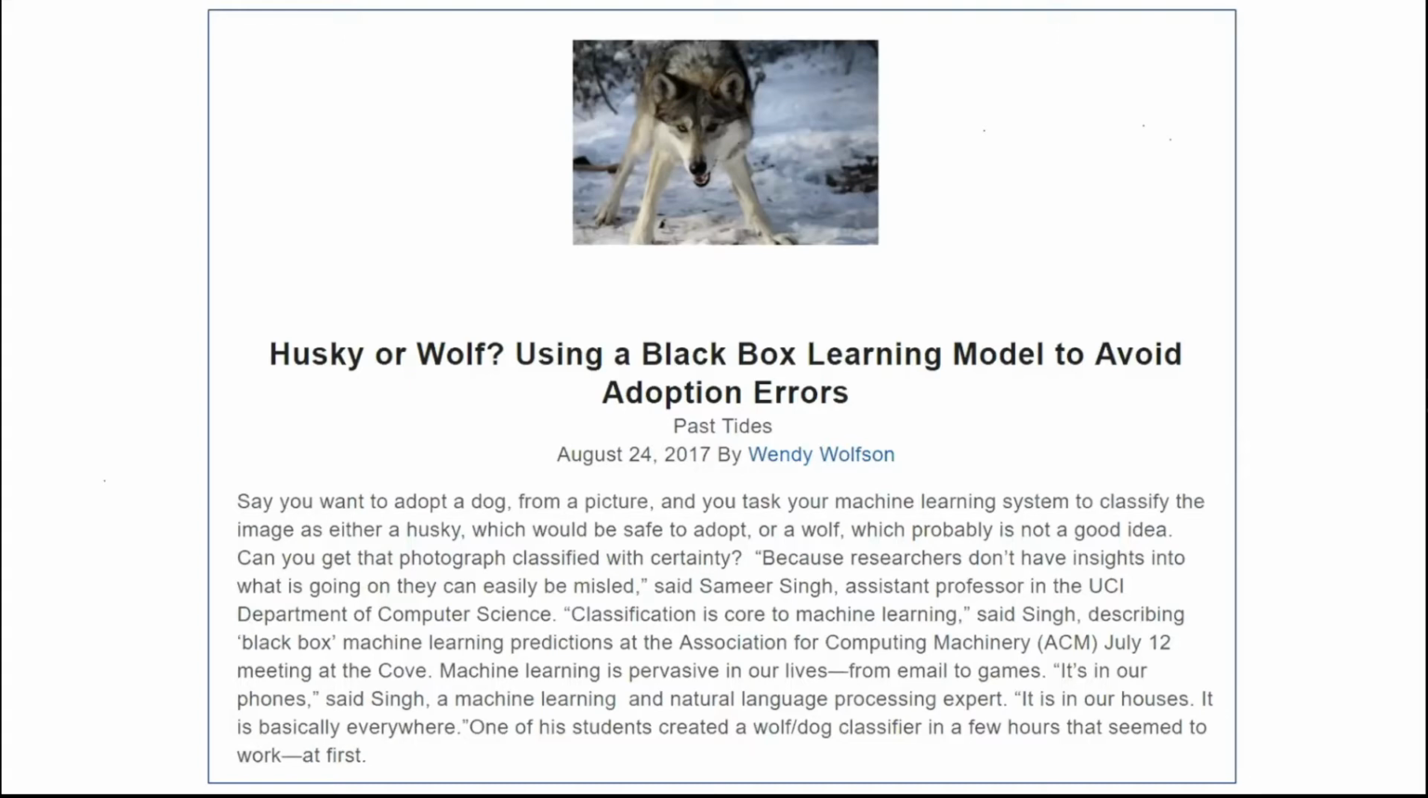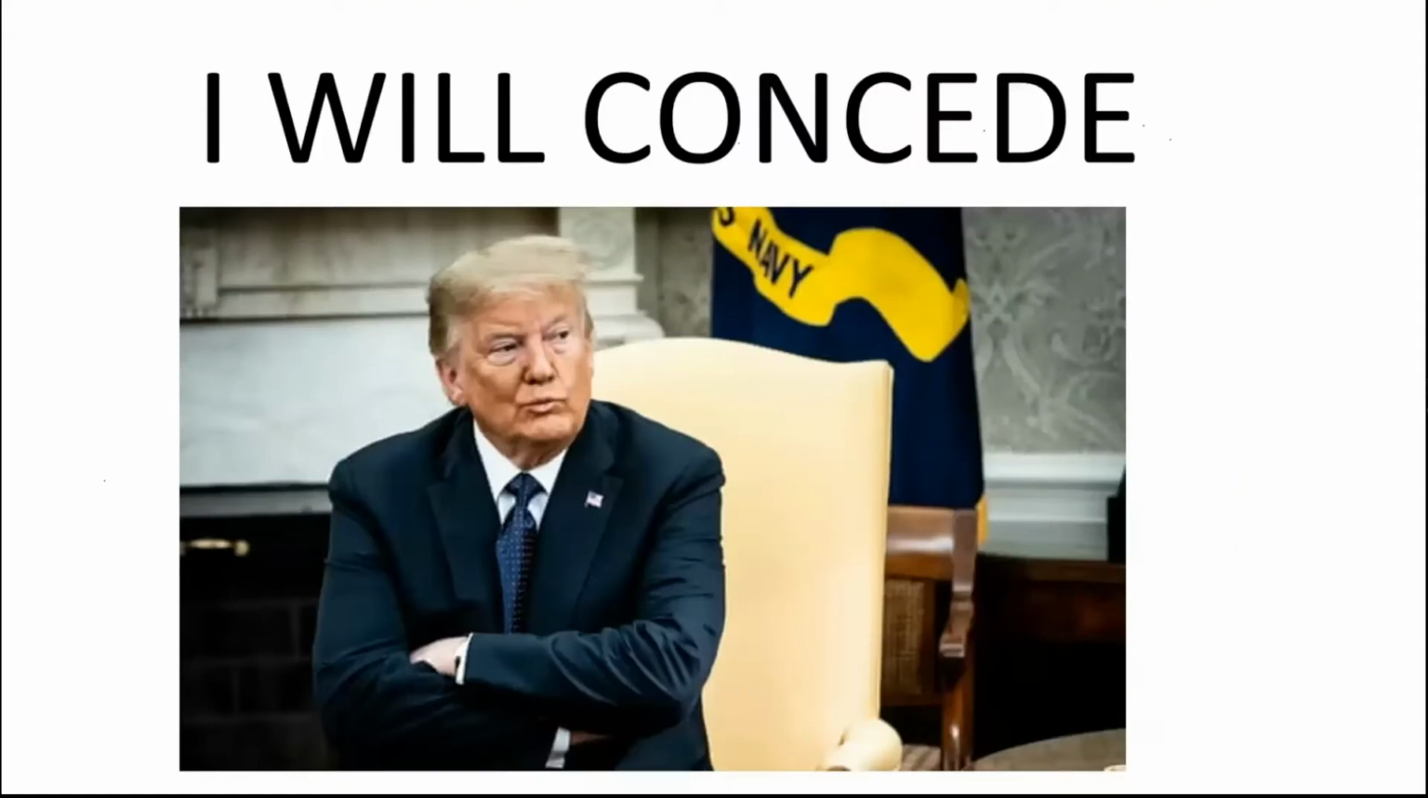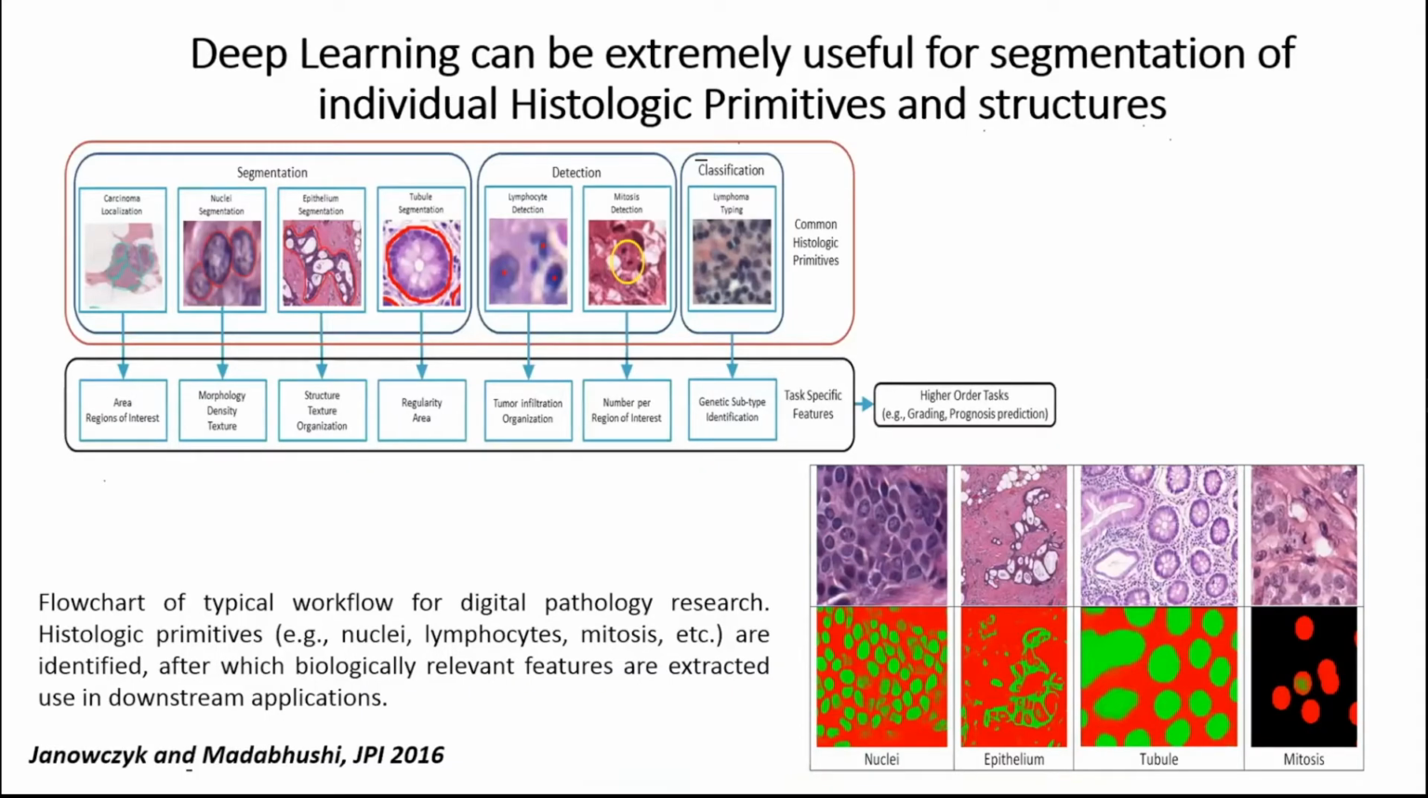And so that further reinforces this issue that we have to be very aware of what these networks are learning, right? However, deep learning algorithms can be very useful. So I will concede, sorry, there's a little election joke there, I will concede that deep learning networks can be extremely useful for segmentation of histologic primitives and structures.